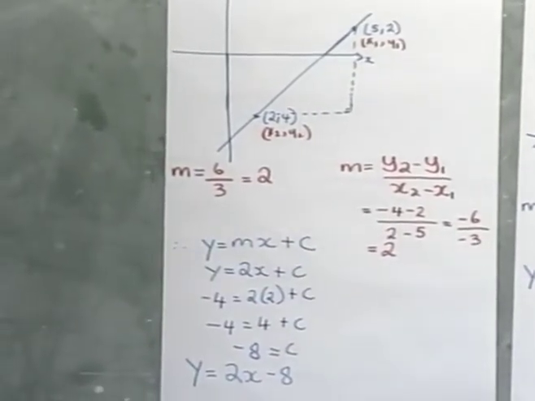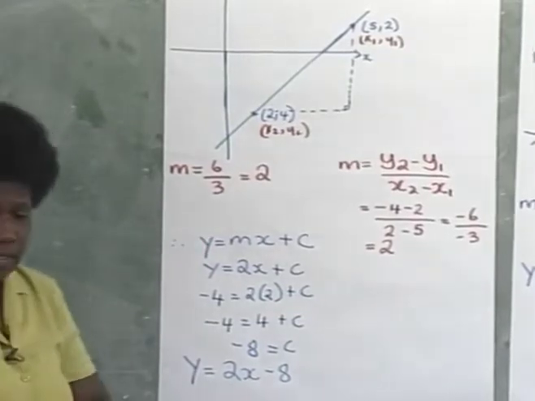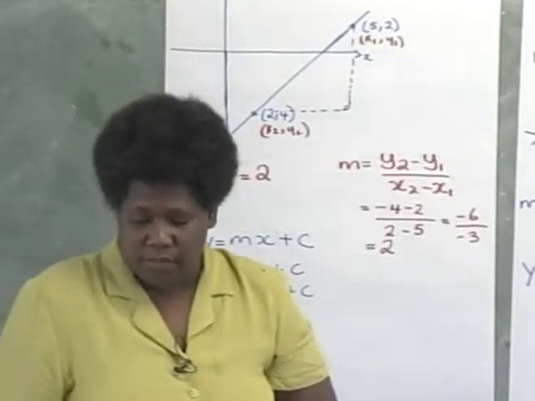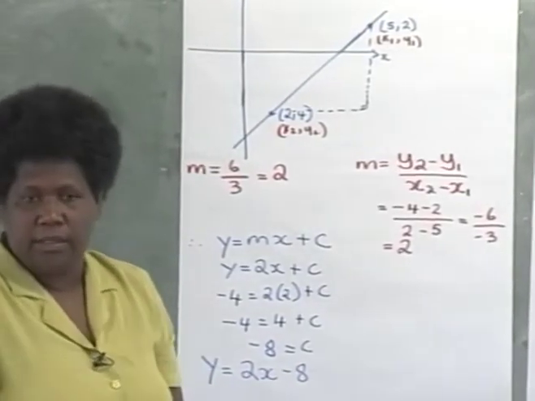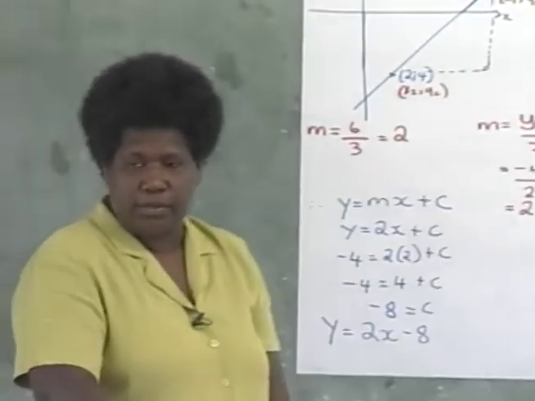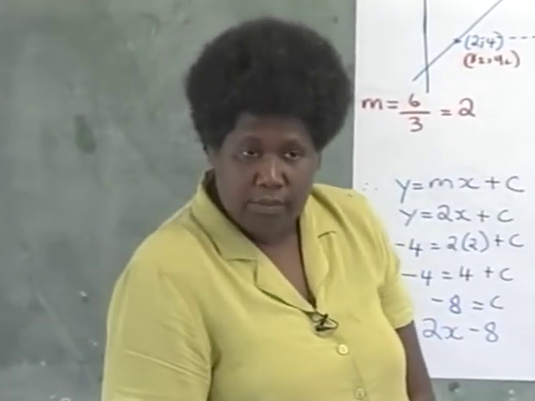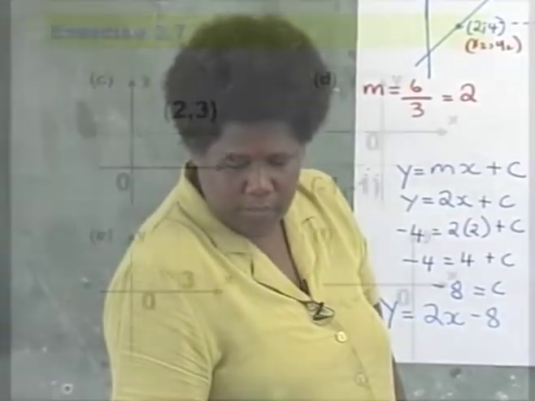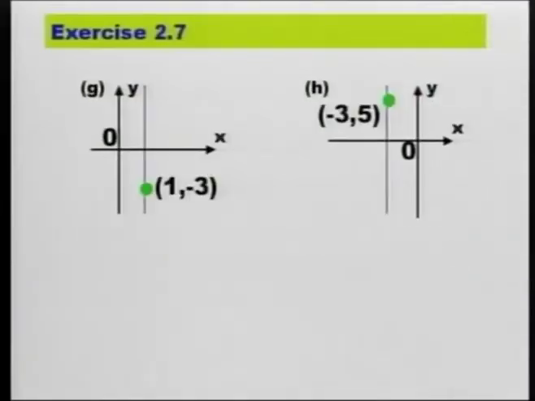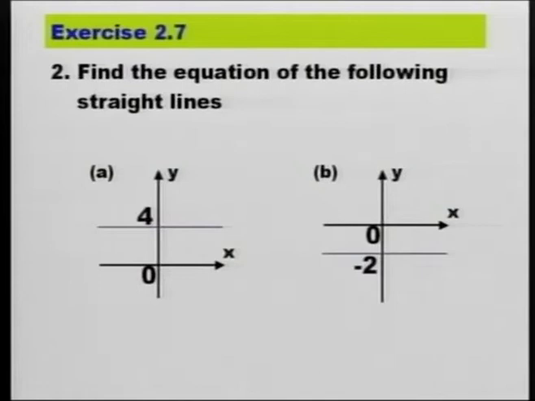Is that clear? Okay. Exercise 2.7 number 2 is actually quite a long one. I think there are 2 questions. Now, I didn't do an example on horizontal lines and vertical lines because I think you can do that without me having to give you an example. So you are going to do 2 A, B, C, D, E, F, G, and H, and then question 3. Okay, I think question 2 we can do orally, yeah. And then I'll give you question 3.